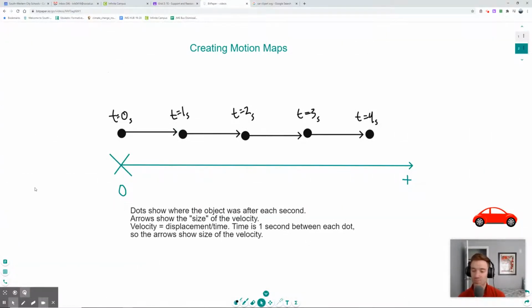Last note about this, I added some words down here for you to see. I took away the grid. If one of these arrows were bigger or smaller, that would represent a faster speed if it's bigger, or a slower speed if it's smaller. That's to help you understand the concept of position and velocity on a motion map.